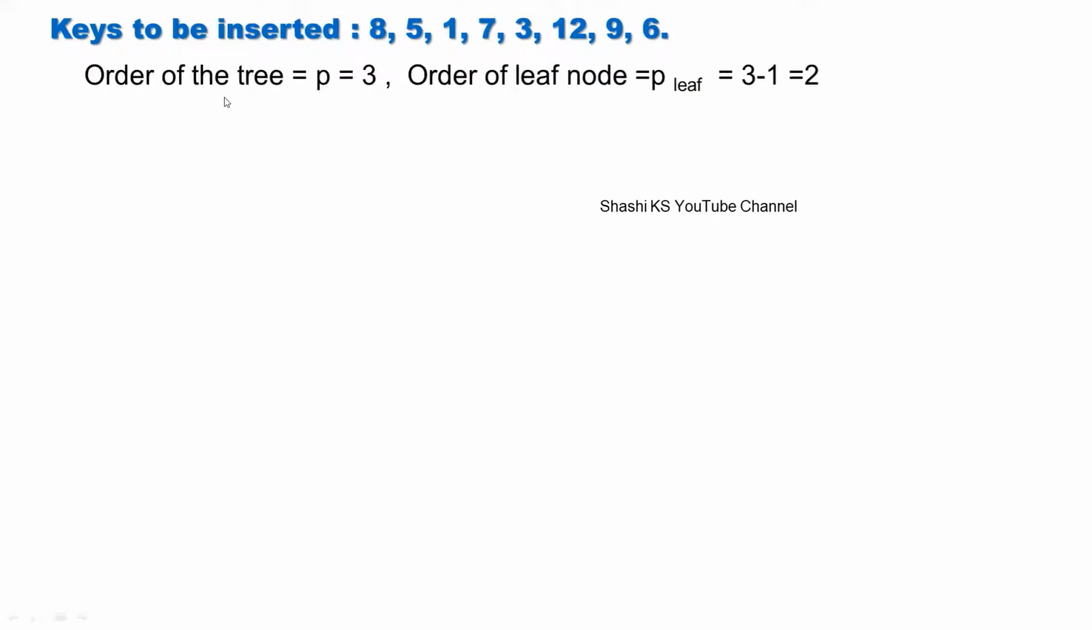The order of the internal node is 3 as given in the question, and the order of the leaf node is nothing but the maximum number of data pointers which can be stored in the leaf node, which is order minus 1, equal to 2.